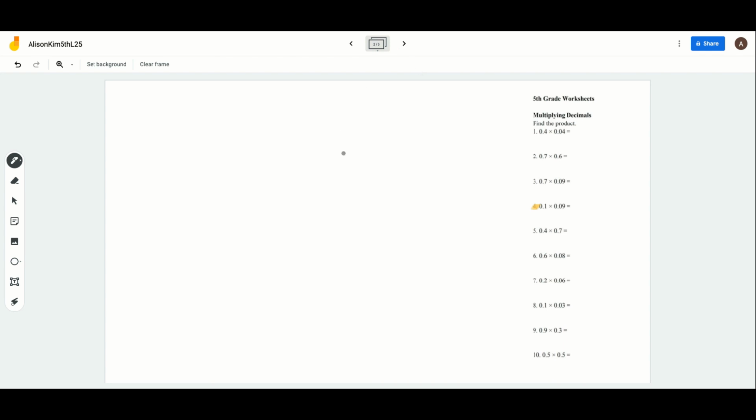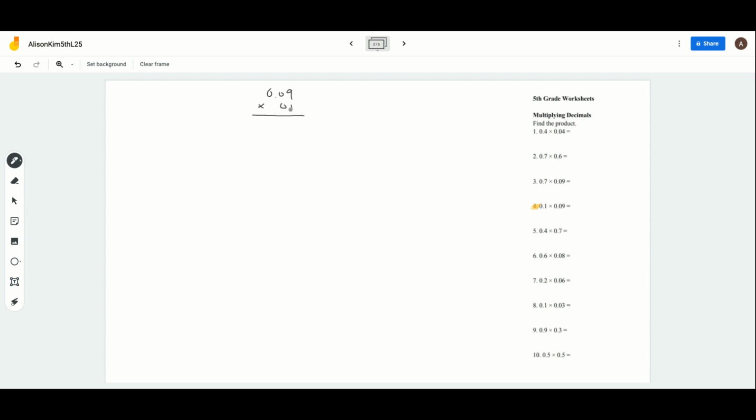We're going to do number 4 together, and as we can see, it gives us 0.1 times 0.09. The order that you multiply it in doesn't really matter, but I like putting the number with the most decimal places on top. So we're going to put 0.09 on top, and I'm going to multiply it by 0.1.